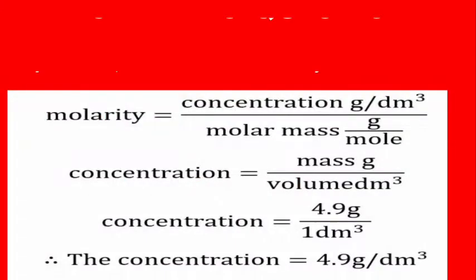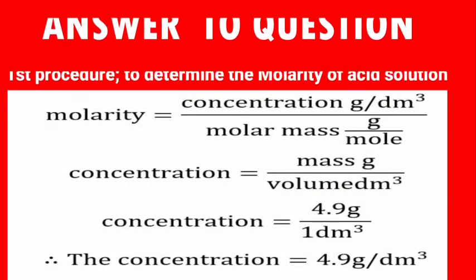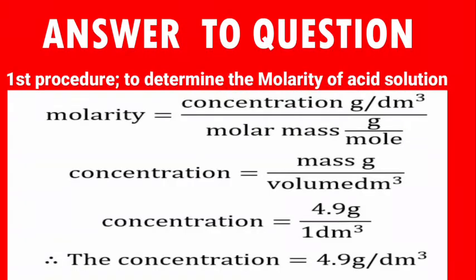The first procedure is to determine the molarity of acid. Because our question guided us inside of base, we are supposed to start with the molarity of acid. Molarity of acid, according to our data, is the concentration over the molar mass of sulfuric acid, which is the acid provided. Concentration is mass over volume.